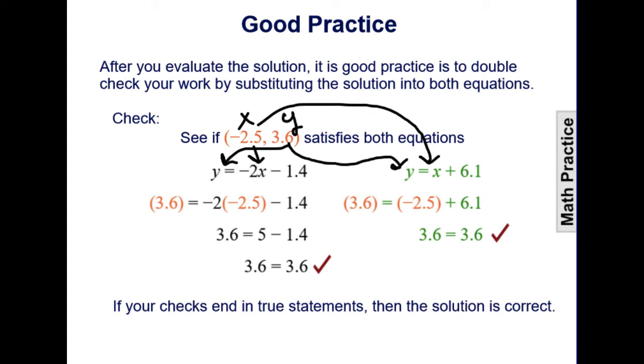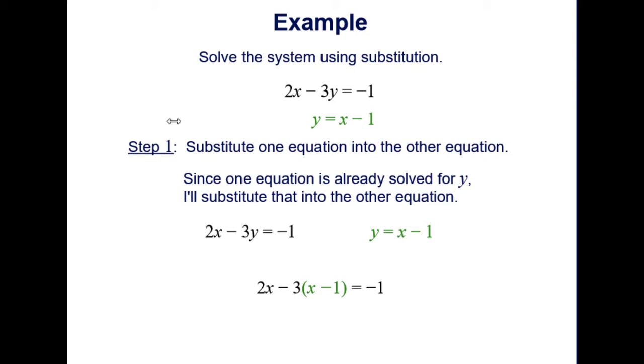Let's look at one more example for substitution. Now let's solve this system: 2x minus 3y equals negative 1 and y equals x minus 1. So the first step is to substitute one equation into the other equation.